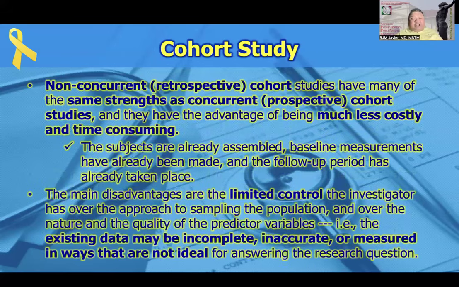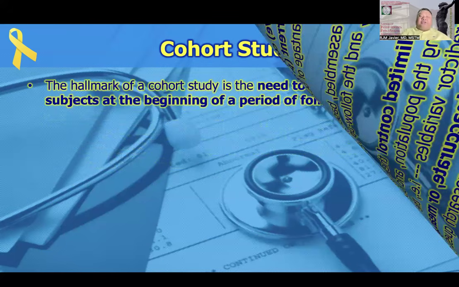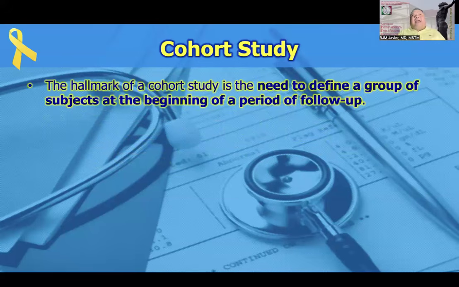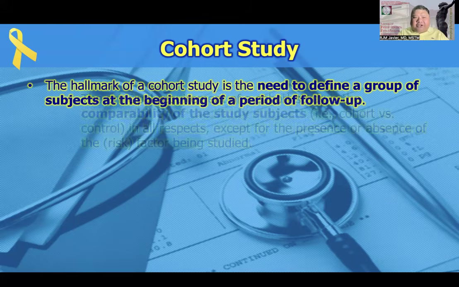Now, the main disadvantage will be the limited control that the investigator has over the population and over the nature and quality of the predictor variables. Existing data may be incomplete, inaccurate, or measured in ways that are not ideal for answering the current research question. Now, again, the cohort study has a hallmark feature, and this is the period of follow up. You go forward in time to see how many of these subjects will develop the outcome of interest.